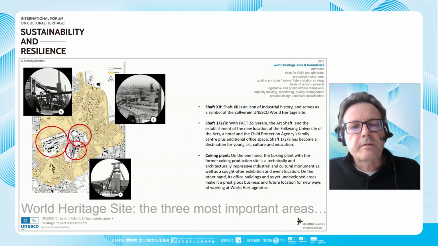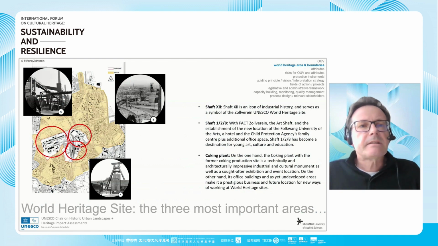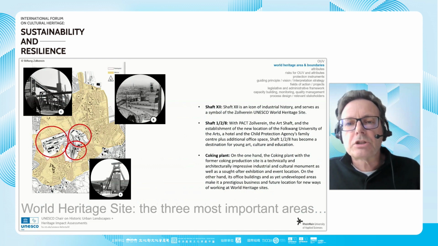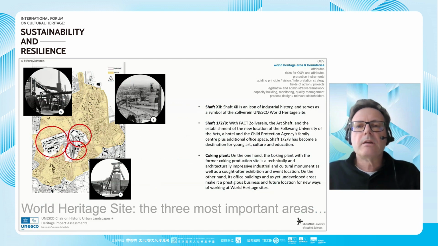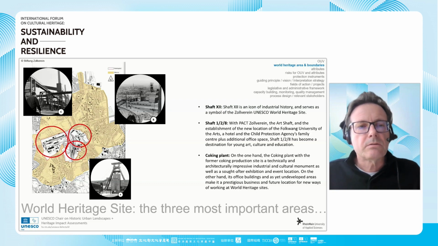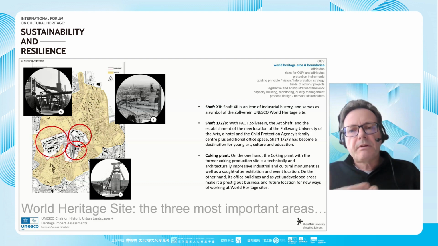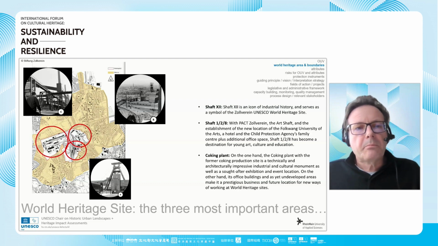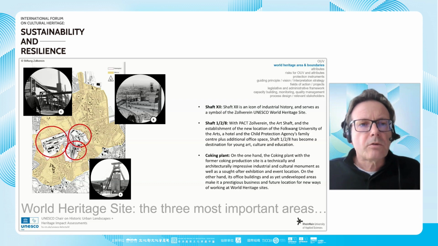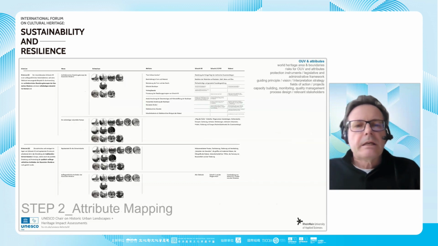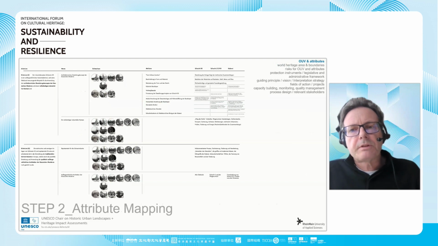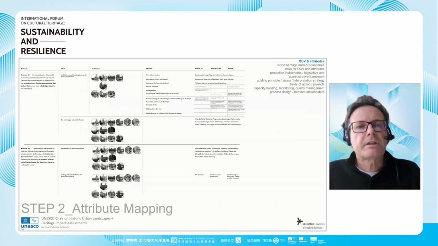Let me show you a round of the three most important sites: the coking plant, which I've already mentioned, shaft 128, which is one of the older shafts, and shaft 12, which is one of the newer shafts of these mining activities on Zollverein. So we went through these main elements of the Zollverein coal mining plant, and we started to map attributes which would, in our opinion, be important. And this attribute mapping was related to the inscription criteria.